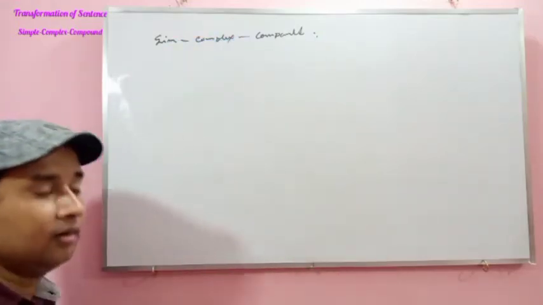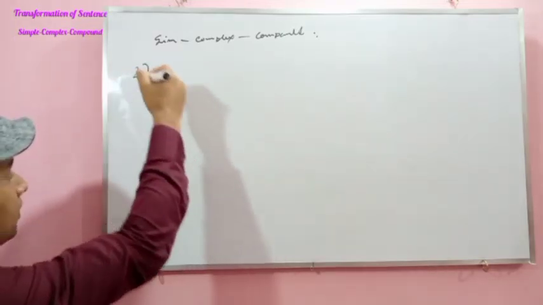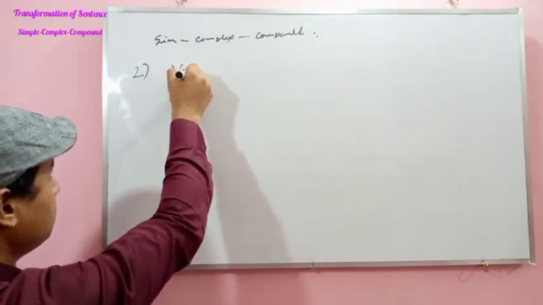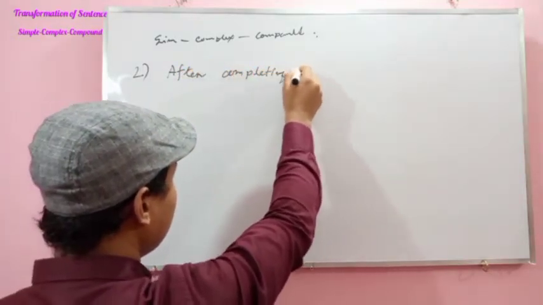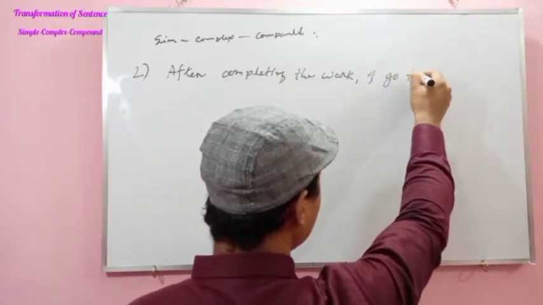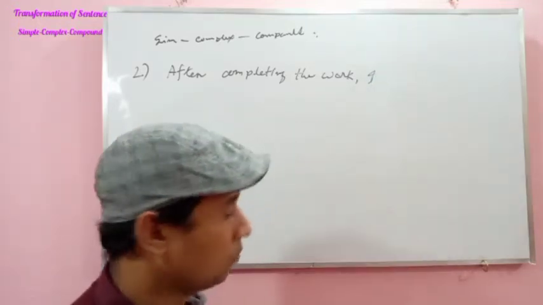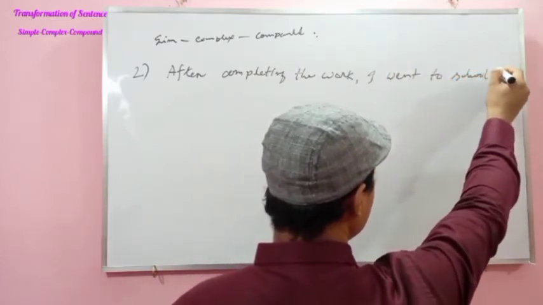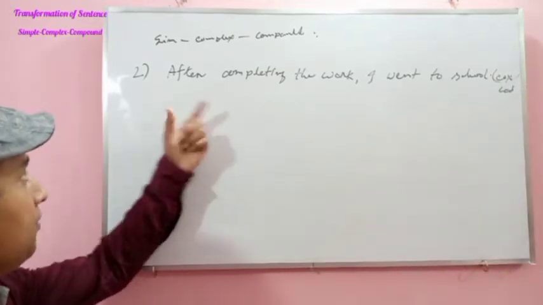Okay, now the second technique or second example. Complex or compound. Okay. This is another example of a simple sentence.